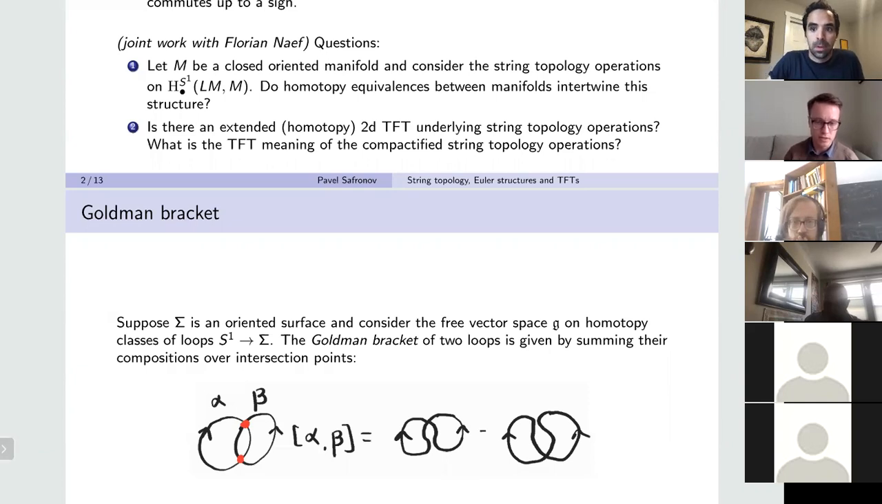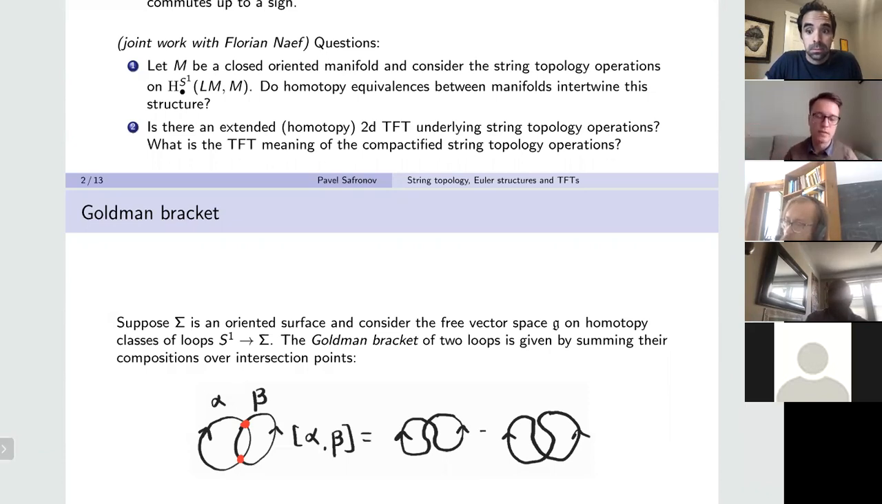So here I have an example. You have loop alpha and loop beta on some surface. You should imagine that this is not on a plane, otherwise it's just silly because you can separate them. But maybe there's some genus somewhere in the middle of the loops. And so the bracket is going to be the sum over intersection points. There are two of them in the picture, the top and the bottom one. And then you just compose them. What I've drawn is that I separate them a little bit at the intersection point and compose at that point. So you have the sum of these two loops, or the difference in this case.